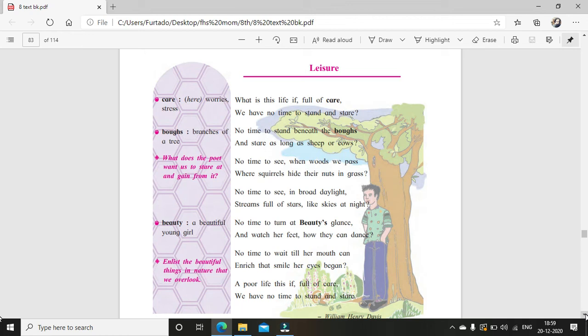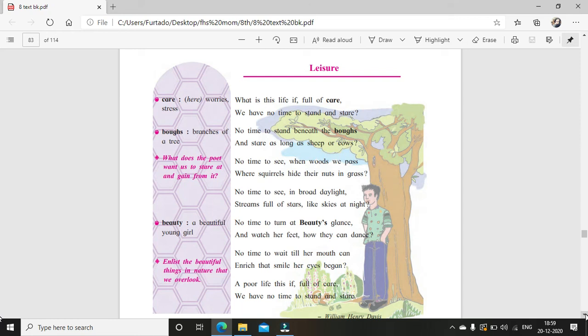But we have no time to see her beauty, nor see her feet as they are dancing. Dancing here means she's enjoying herself. She may be running in the grass, maybe a young girl, maybe 12, 13, 14 years old. She's enjoying herself with nature, running around here and there and looking like a dance. So we have no time to see even that. No time to watch. No time to wait till her mouth can enrich the smile her eyes began.